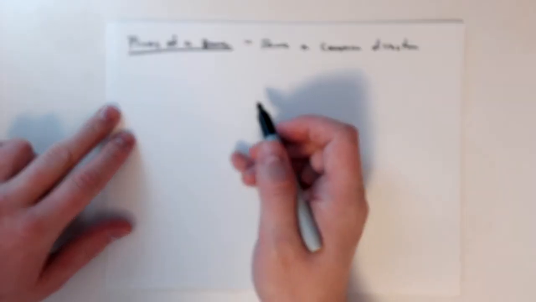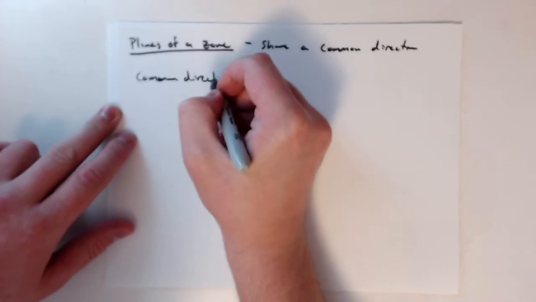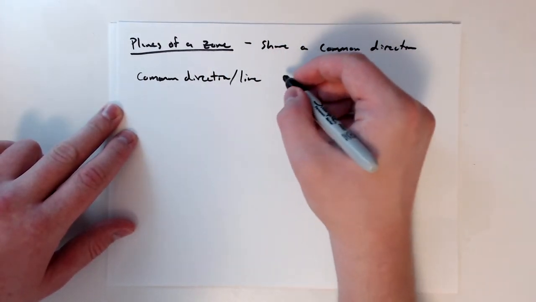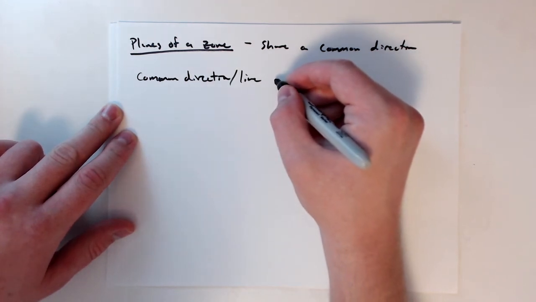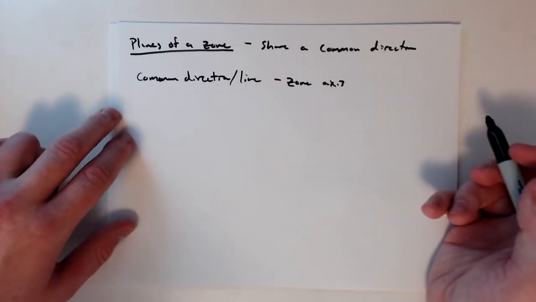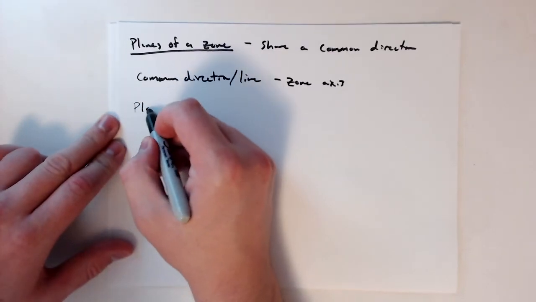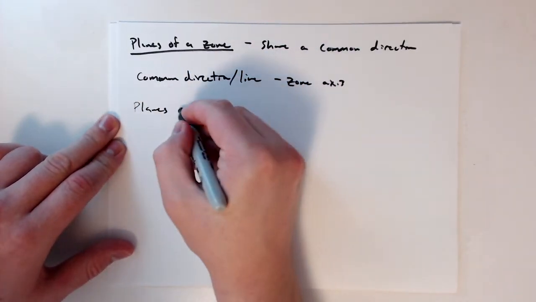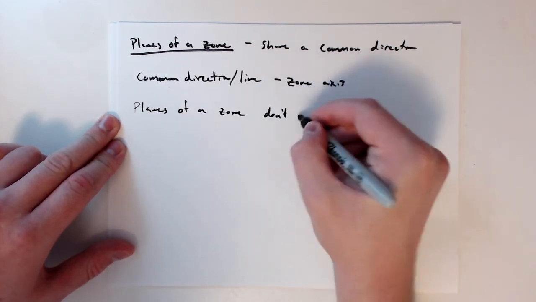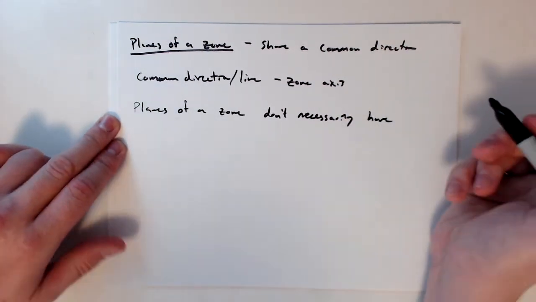All right, so like I just mentioned, that common direction or line in the zone, what we're talking about with the planes of a zone, that common direction is known as the zone axis. So we'll come back to this a lot when we talk about diffraction. And so what we see is that planes of a zone don't necessarily have the same indices, right?